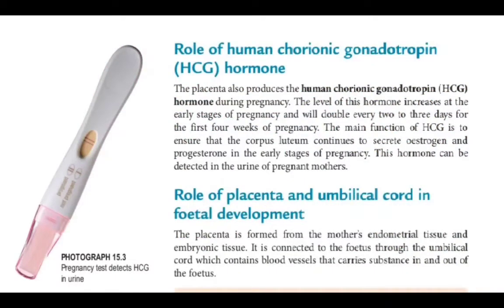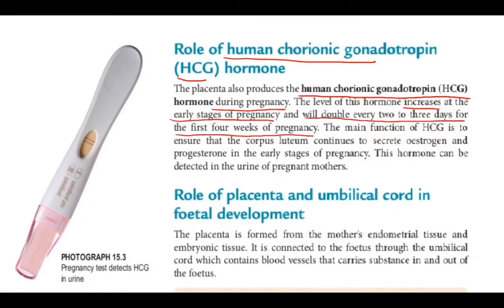Next, the role of human chorionic gonadotropin, HCG hormone. The placenta also produces the human chorionic gonadotropin hormone, HCG, during pregnancy. The level of this hormone increases at the early stages of pregnancy and will double every 2 to 3 days for the first 4 weeks of pregnancy. The main function of HCG hormone is to ensure that the corpus luteum continues to secrete the hormones estrogen and progesterone in the early stages of pregnancy. This hormone can be detected in the urine of pregnant mothers.